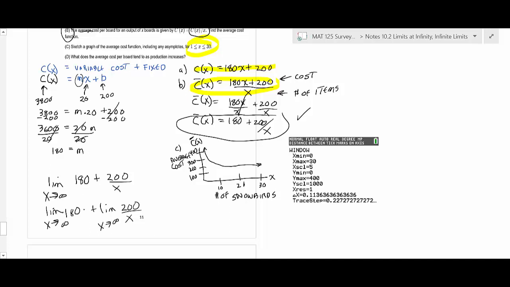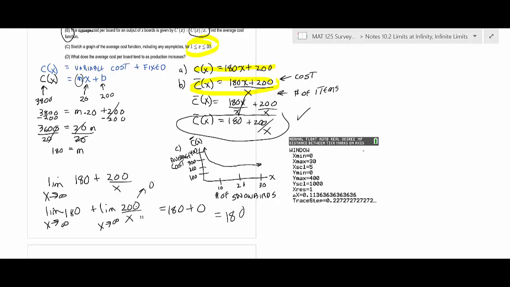What's the limit of 180? 180, right? Because if you graphed 180, it'd just be a line going that way. And then this right here, the degree of the top is less than the degree of the bottom, so that's why that goes to 0. So you would have 180 plus 0, so it would be 180. That's what's happening on your graphing calculator. That thing is leveling off at 180.